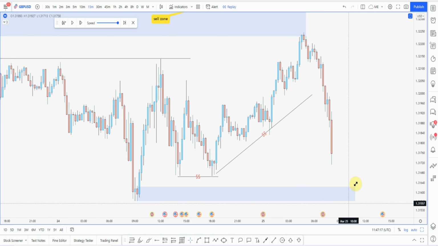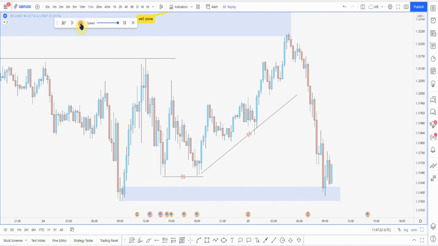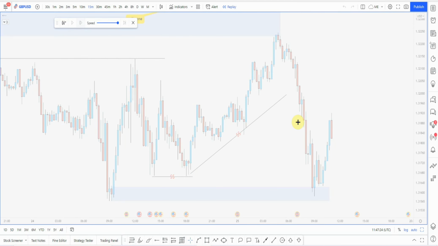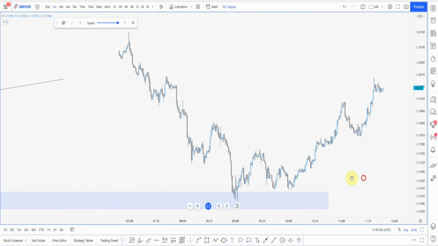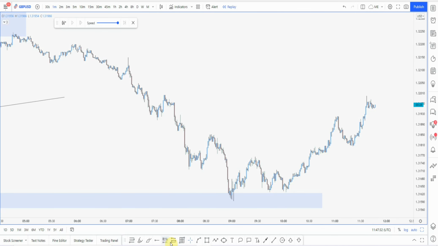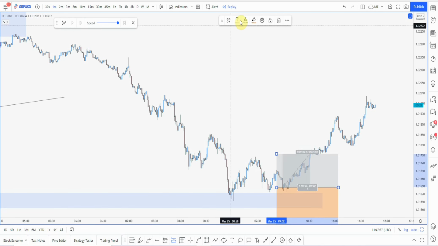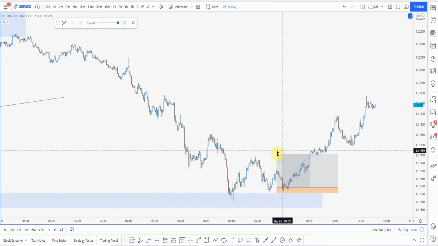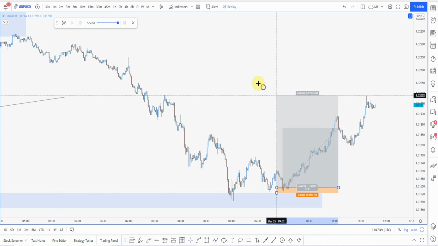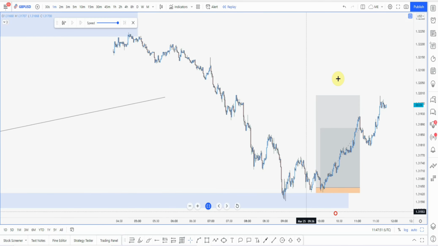I was looking to buy in this region. I took a trade here, 1 minute. This is strong reaction. I had a trade here. Right now that trade is running.